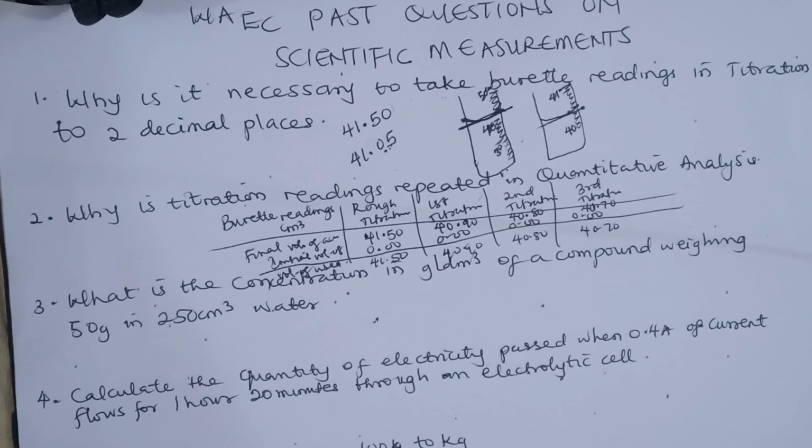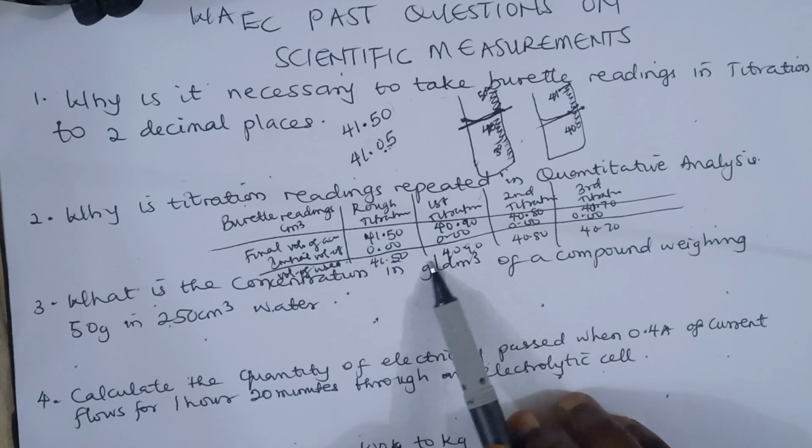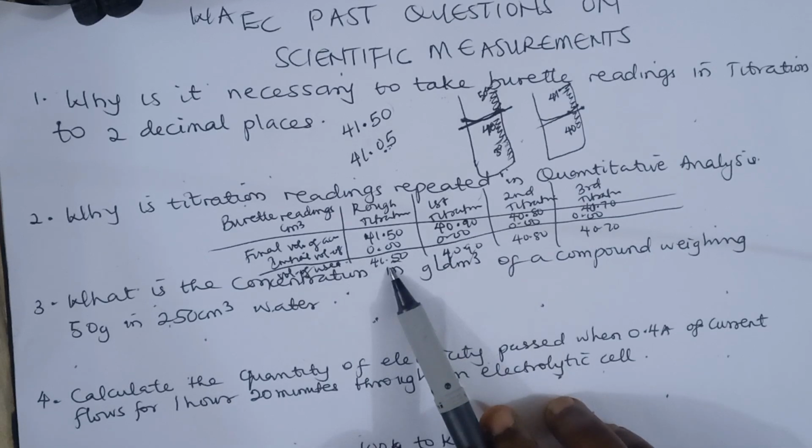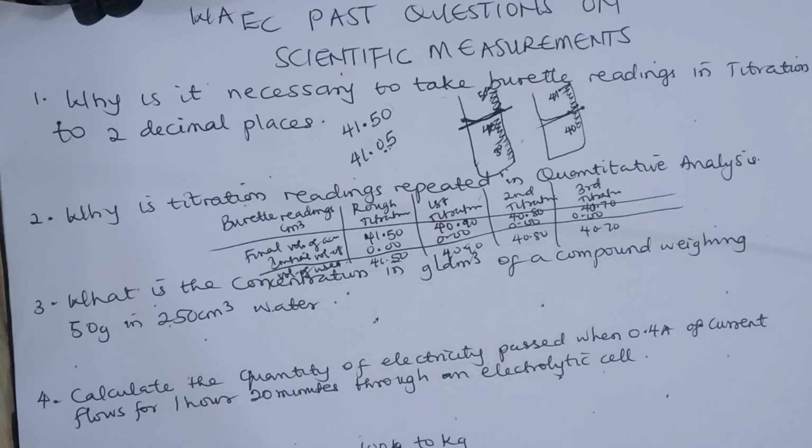So you can see here that repeating experiments will give us the chance to use the correct value. Now, assuming you stopped at the first and second experiment, you will see the gap, that the first experiment gave us 41.5, the second one 40.90. So the difference is 0.60 plus or minus. And so when you are carrying out experiments and you are repeating it, it helps one to get values that are in concordance.